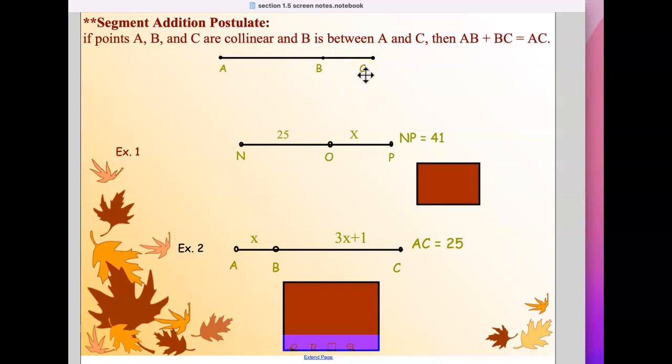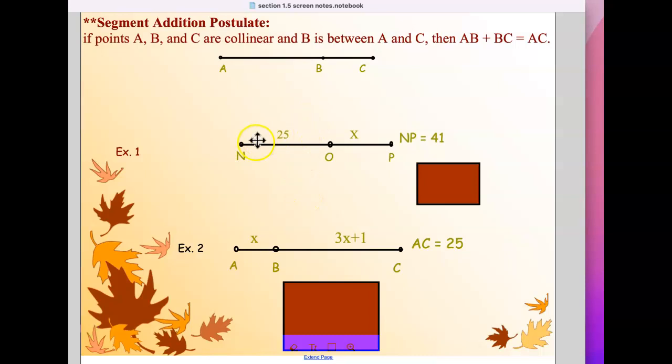Okay? Now, numerically, that makes sense. If AB was 10 and BC was 4, we would say that AC is 14. We would add 10 and 4. In the world of algebra, sometimes, though, you don't always just get to add things.